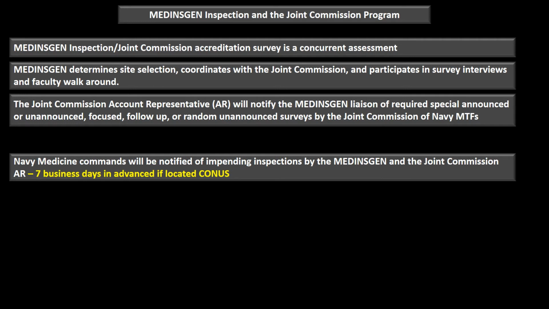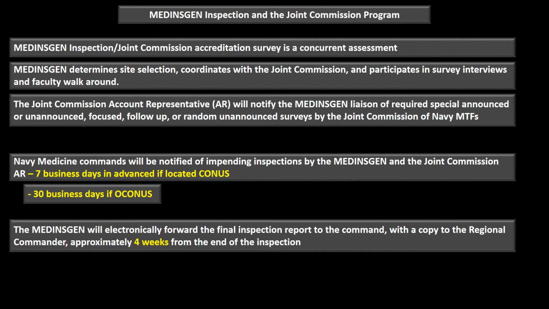Navy Medicine Commands will be notified of impending inspections by the MEDIG or the Joint Commission account representative, that is, and they get 7 business days in advance, okay? So a Navy Medicine Command gets 7 business days in advance if it's located within the continental United States. If it's OCONUS, they're going to get 30 business days, okay? Outside the continental United States, a 30 business day heads up of an impending inspection. And then the MEDIG will electronically forward the final inspection report to the command, with a copy to the regional commander, about 4 weeks after the end of inspection.